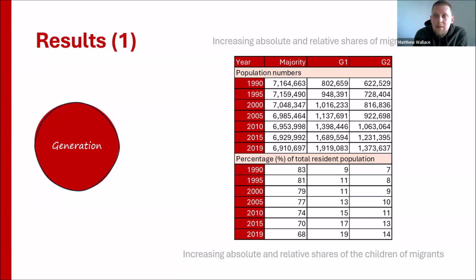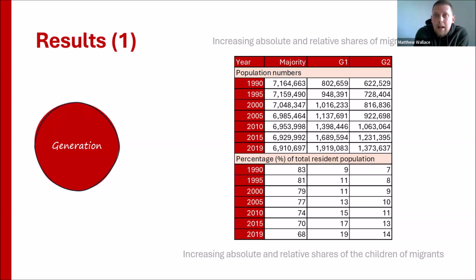And again, we did some sensitivity analyses around those definitions as well. But broadly, what's really interesting is that we can see that in absolute terms, the numbers of the majority population in Sweden are actually decreasing over time, whereas the absolute numbers of the first and second generation have increased quite considerably over time. So effectively, migrants and their children in Sweden are sustaining population growth in the country.